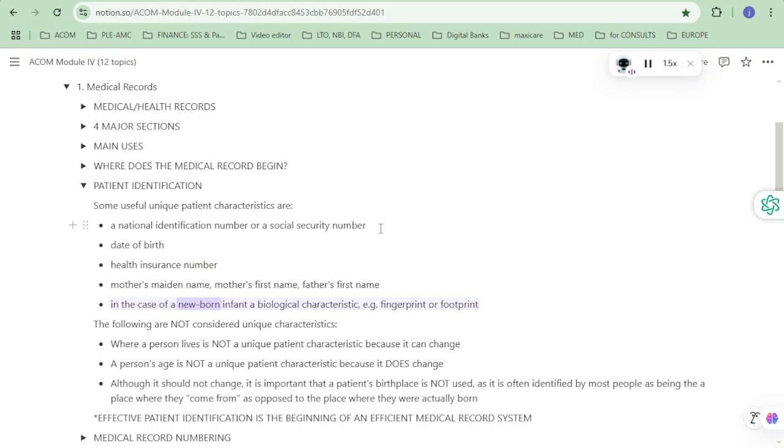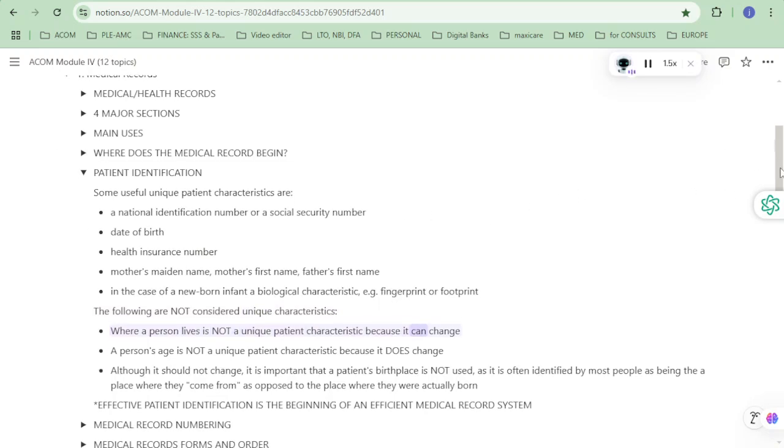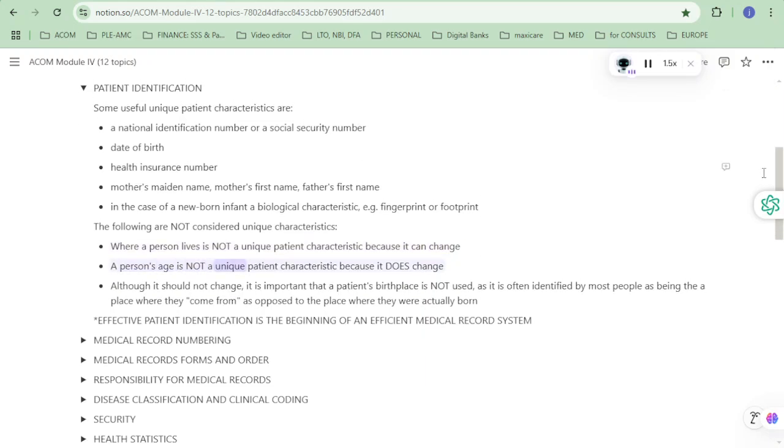In the case of a newborn infant, a biological characteristic, e.g. fingerprint or footprint. The following are not considered unique characteristics. Where a person lives is not a unique patient characteristic because it can change. A person's age is not a unique patient characteristic because it does change. Although it should not change, it is important that a patient's birthplace is not used, as it is often identified by most people as being the place where they come from as opposed to the place where they were actually born. Effective patient identification is the beginning of an efficient medical record system.